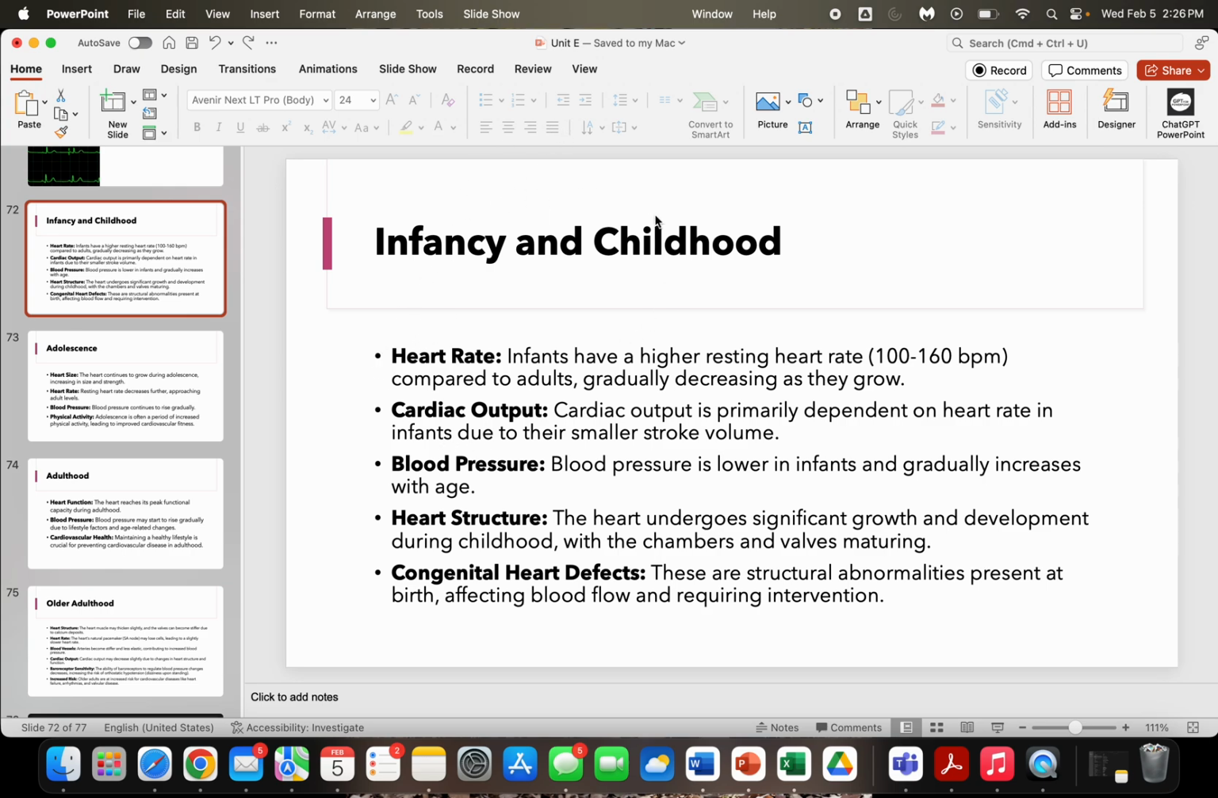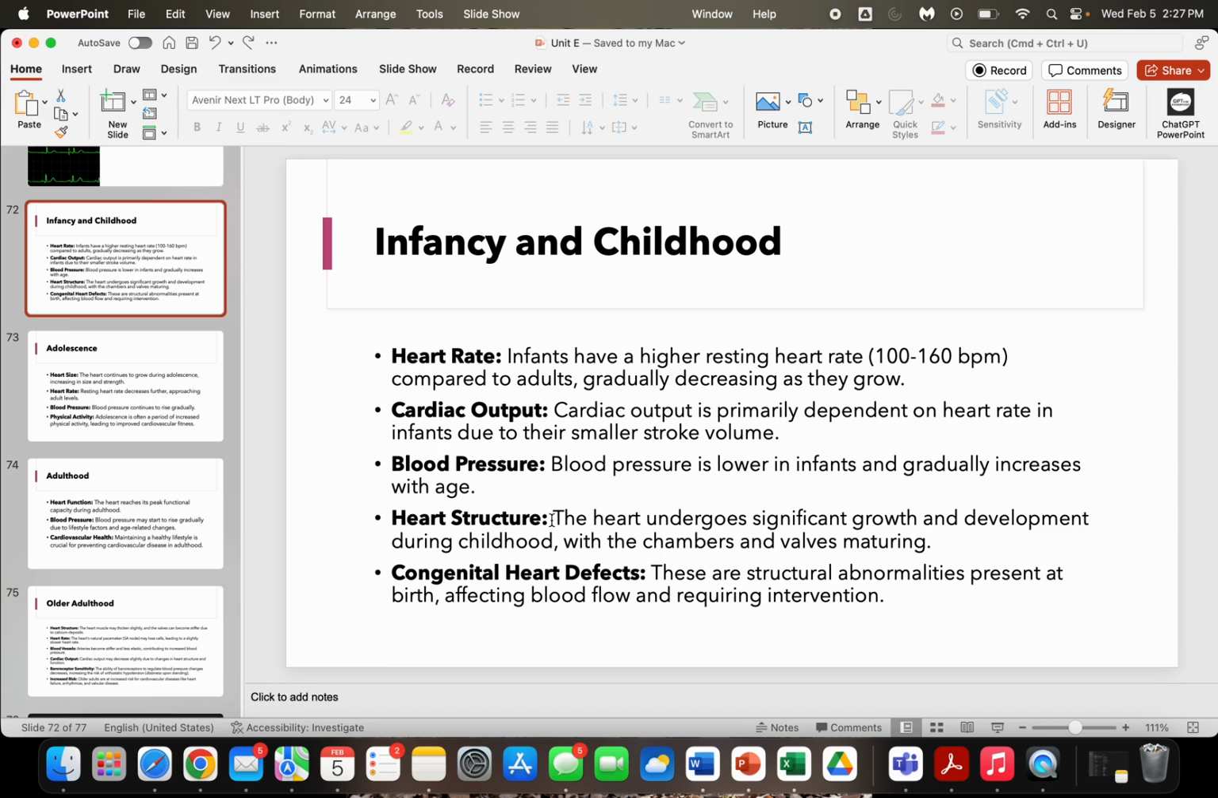But in infancy and childhood, if we're talking about cardiac differences throughout the lifespan, right? Heart rate is higher in kids, right? Cardiac output is dependent on their heart rate. Okay, they have a smaller tank, so they have a smaller stroke volume. They pump out less at a time, so their heart rate is higher. Our blood pressure is lower in infants and increases with age.